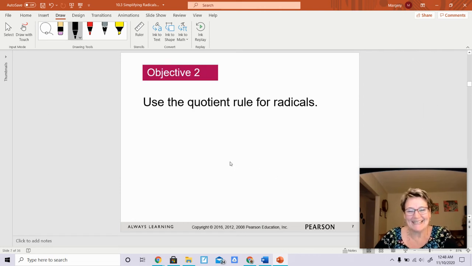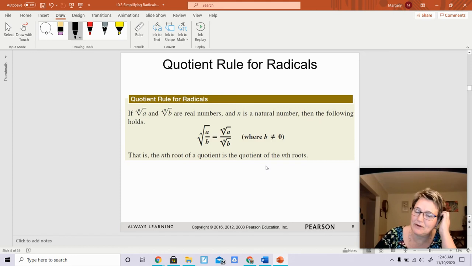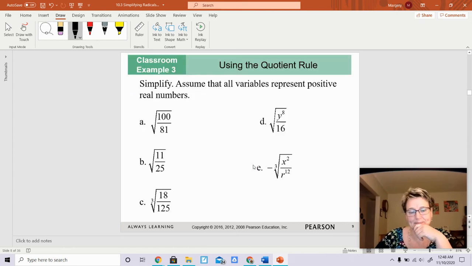All right, you guys, we're going to do the quotient rule. Just remember, when you divide powers, you subtract the exponents. Again, they need to have the same root, okay? The square root of 100 is 10. The square root of 81 is 9. You cannot square root 11, so that's just the square root of 11. You can square root 25, that is 5.